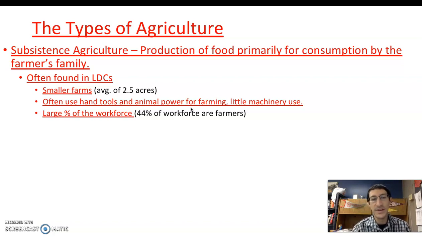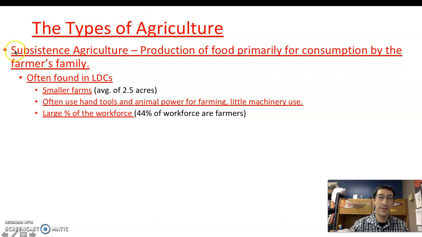So in terms of these types, subsistence means that you're doing it to sustain yourselves. You're not doing it necessarily to sell food or to make money. You're doing it to feed yourself and your family, hence consumption by the farmer's family. This is mostly found in what we call less developed or developing countries. Typically, they don't have a lot of land, not a lot of access to technology or new types of crops and things of that nature.